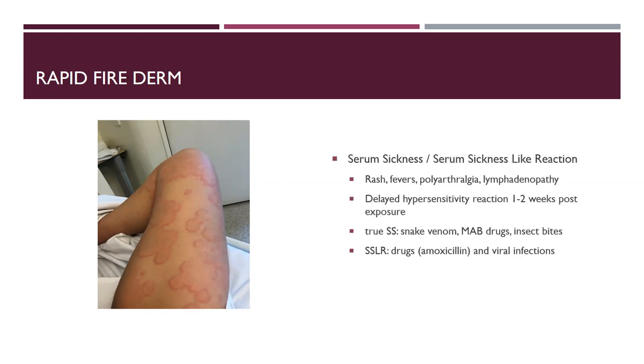This is serum sickness. To me, it looks like erythema migrans, but without the central clearing. Serum sickness is usually characterized by a rash, polyarthralgias, lymphadenopathy, usually 1 to 2 weeks post-exposure. There's a difference between true serum sickness and serum sickness-like reaction. True serum sickness is typically only a response to snake bites, insect bites, or monoclonal antibody infusions. And then the like reaction is drug-mediated or viral infection mediated.